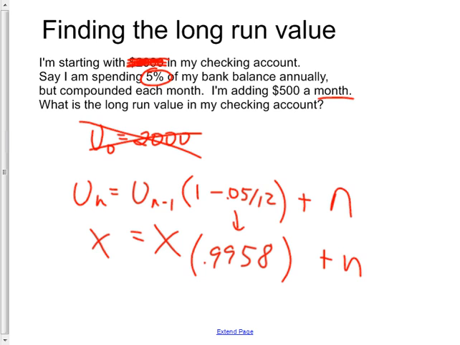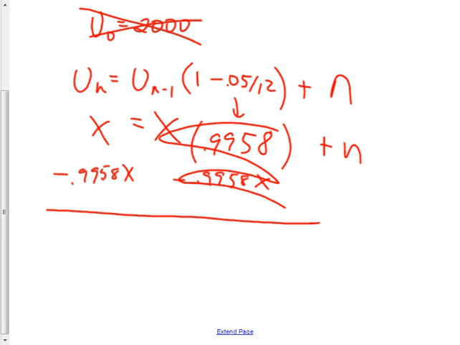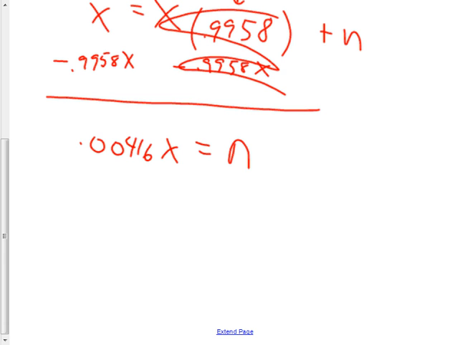And then plus N. I don't know how much yet. Now I'm going to subtract 0.9958x from both sides. And this cancels this. And now I have a really small decimal, 0.00416x equals 10. You with me so far? And now I'm just using an n because I don't know what to put there. I don't know how much it should be. Divided by 0.00416, divided by 0.00416, and guess what just happened?